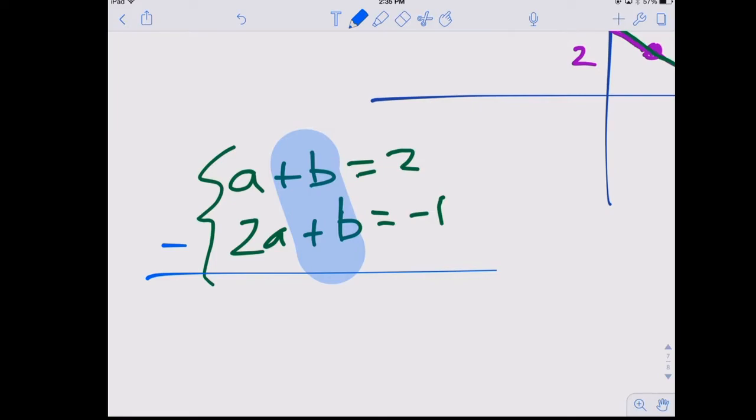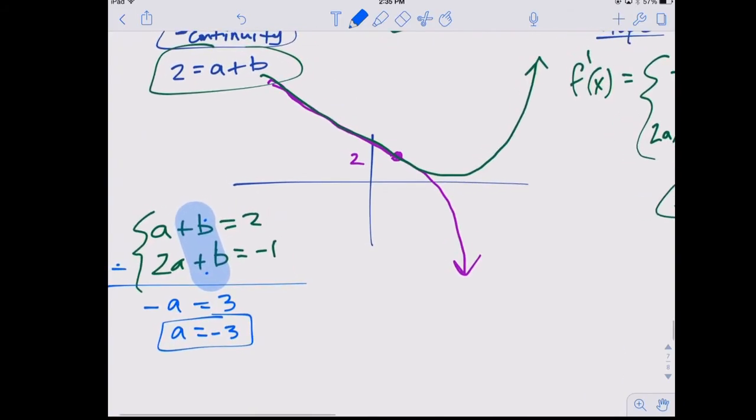A minus 2a is negative a, right? B minus b is 0. And then 2 minus negative 1 is really 2 plus 1, which is 3. That saves you from having to actually go through and rewrite it. And of course, then a would equal negative 3.